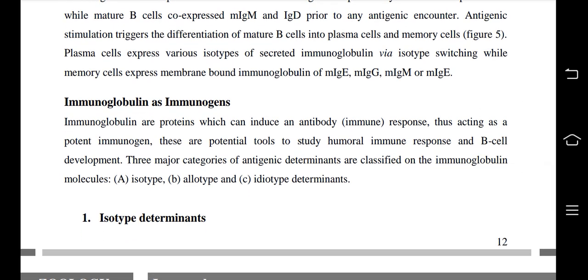Immunoglobulin as immunogens. Immunoglobulins are proteins which can induce an antibody immune response, thus acting as potent immunogens. These are potential tools to study humoral immune response and B cell development. 3 major categories of antigenic determinants are classified on the immunoglobulin molecule: isotype, allotype and idiotype determinants.